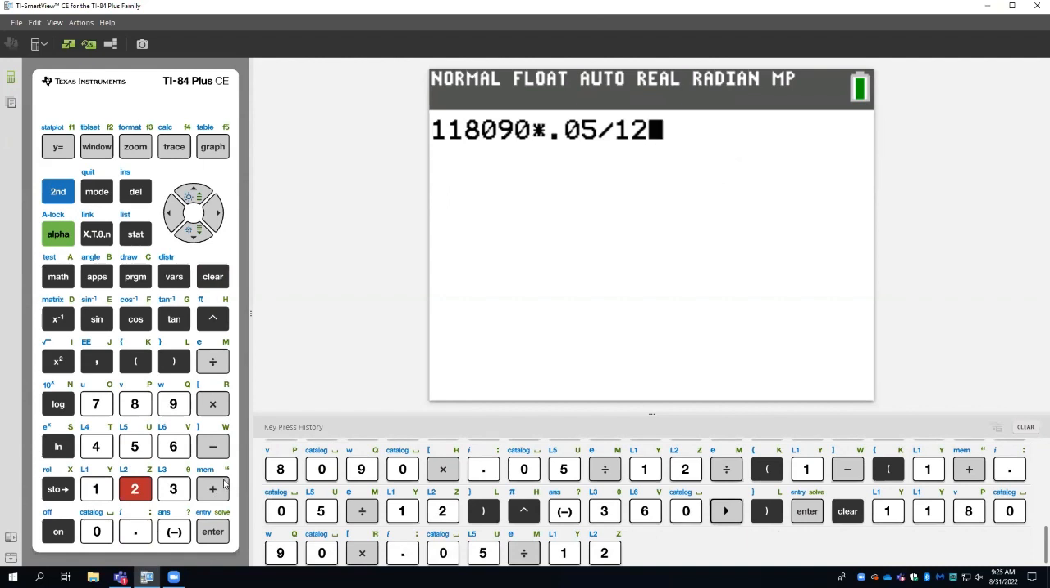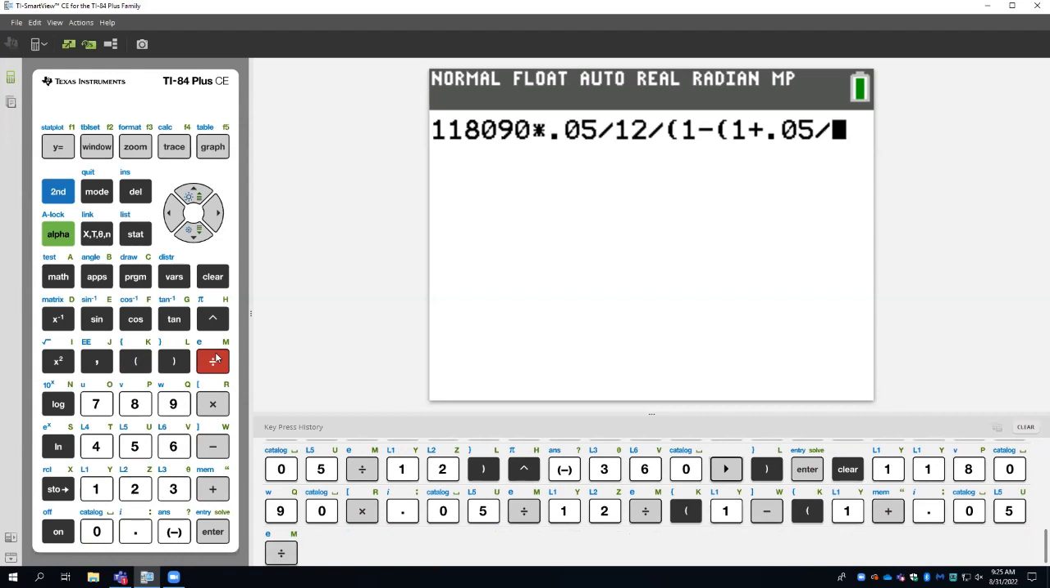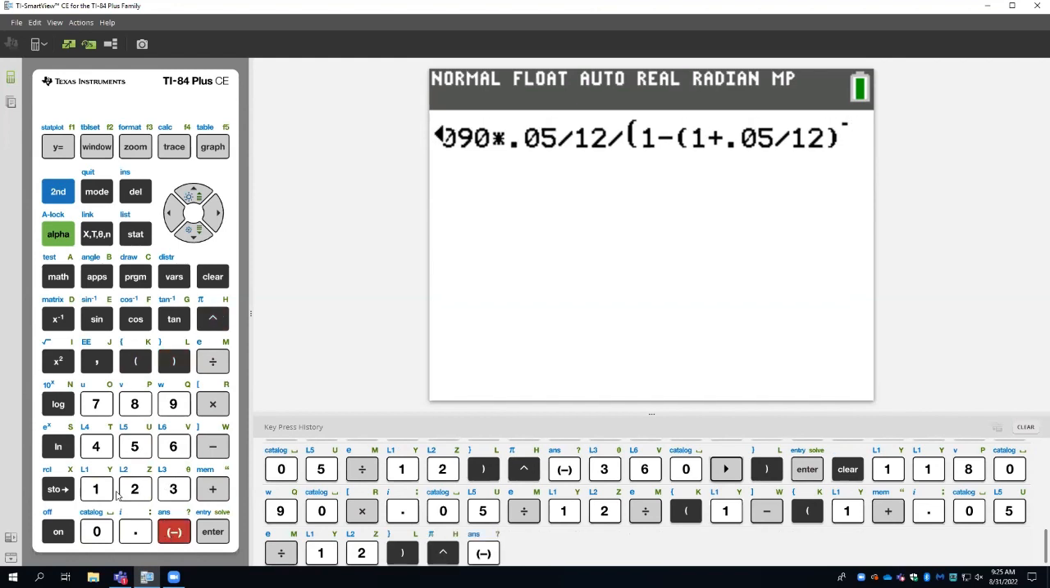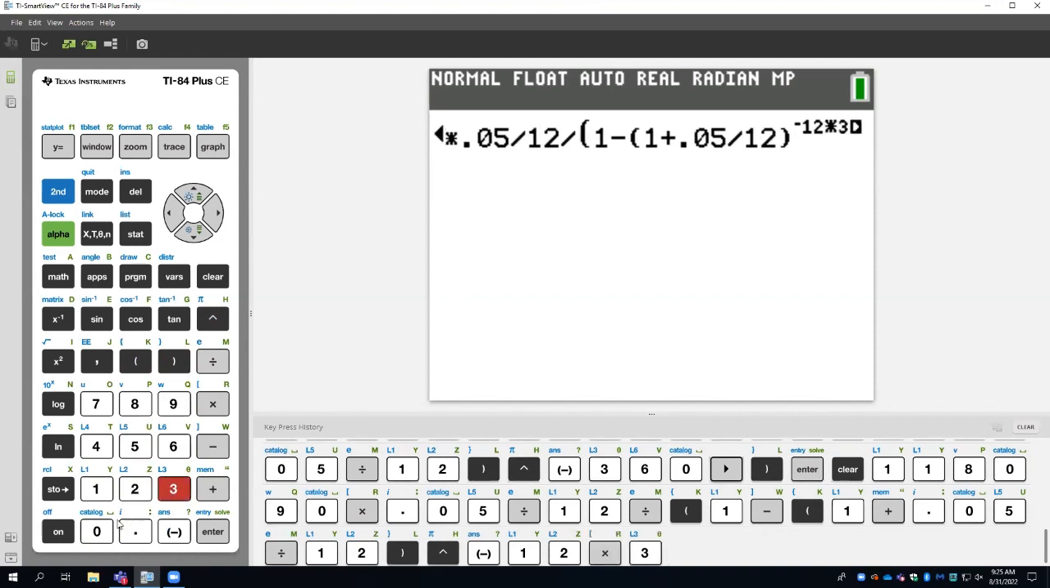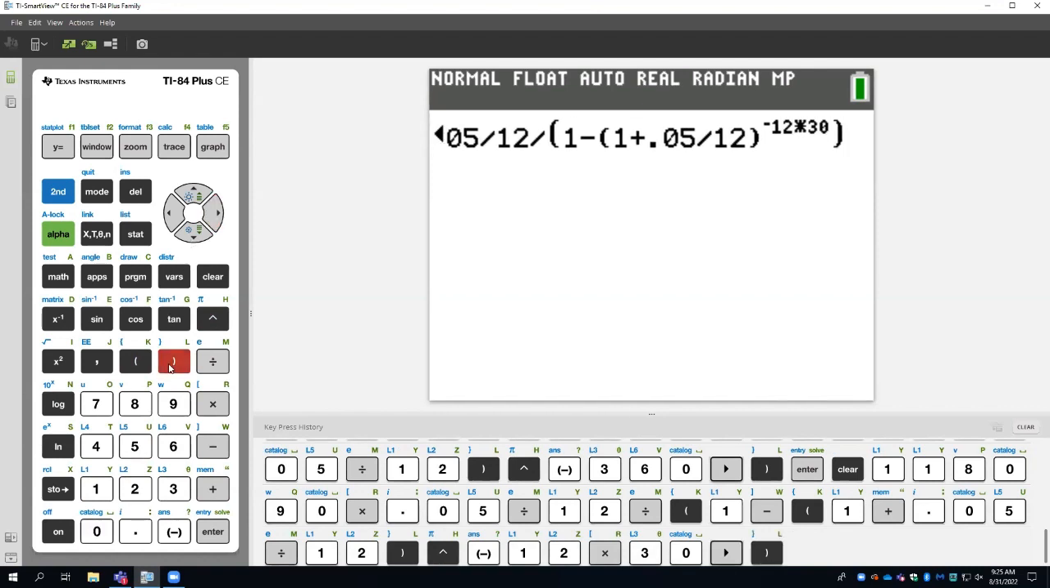Everybody agree? Now I put the denominator in. Divided by parentheses, 1 minus inner parentheses, 1 plus 0.05 divided by 12. Close inner parentheses, raised to negative 12 times 30 power. And then bring the cursor down to a normal position, close the outer parentheses. The parentheses must be in pair, otherwise it will give you a syntax error.